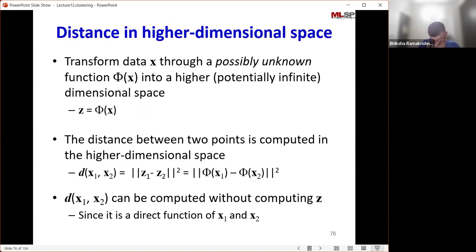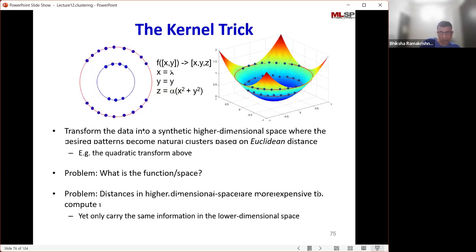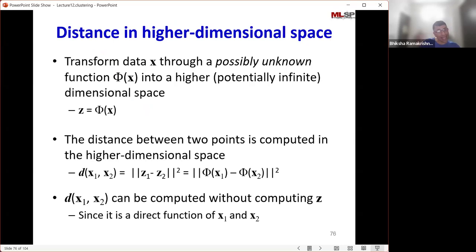For this, first, let's see what we are doing. We are transforming our data through a possibly unknown function phi so that we go into a higher dimensional space. Here, for example, we went from 2 dimensions to 3. Then we are performing Euclidean clustering in the higher dimensional space. The distance between two data points in this higher dimensional space is simply defined as the squared Euclidean distance between the z's, which are phi of x, which is the squared Euclidean distance between phi of x1 and phi of x2, where phi of x is the transformation into the higher dimensional space.